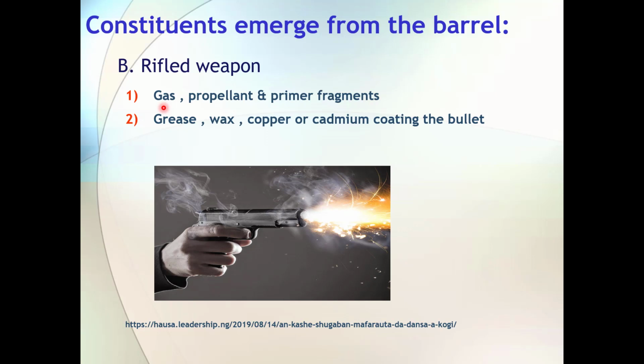But these types of weapon usually have greasy and waxy substances put inside the barrel for cleaning. We use the greasy and waxy substances for cleaning of a rifled weapon. This greasy substance is carried on the jacket of the bullet, so it passes with the bullet and leads to a greasy ring at the inlet.